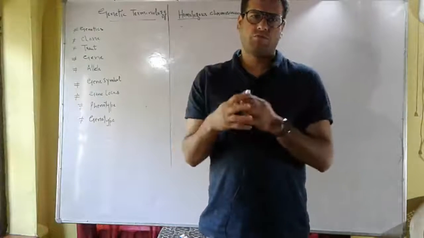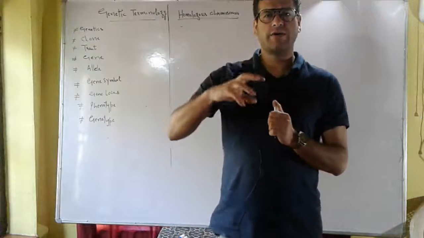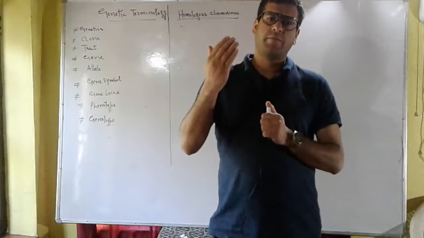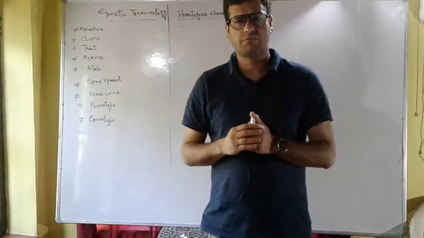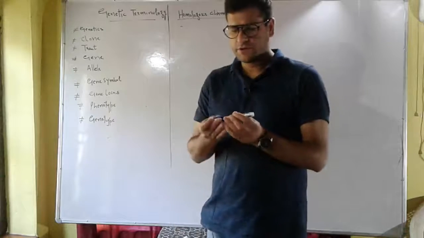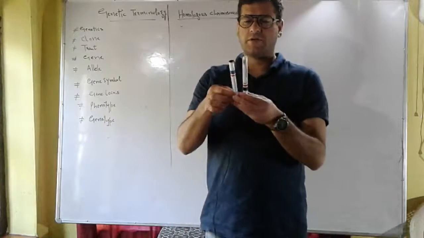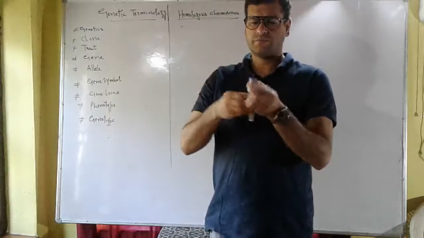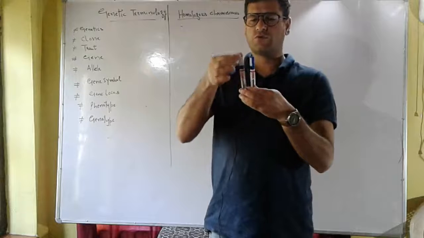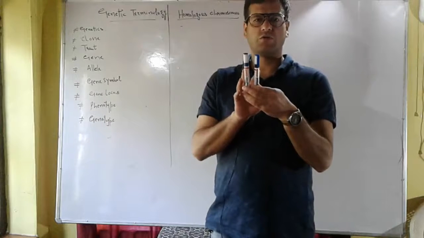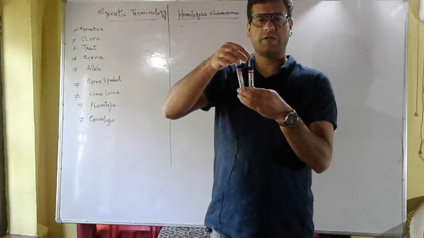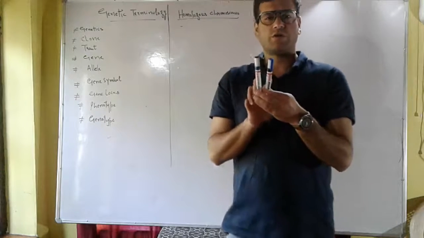Homologous chromosomes are a pair of chromosomes, and an organism, an individual, receives one chromosome from the mother, the maternal chromosome, and one chromosome from the father, the paternal chromosome. So we can say that these chromosomes exist in pairs. For example, this is one chromosome, this is another chromosome. These chromosomes exist in pairs. They are called homologous chromosomes. One chromosome from one parent, another chromosome from another parent.